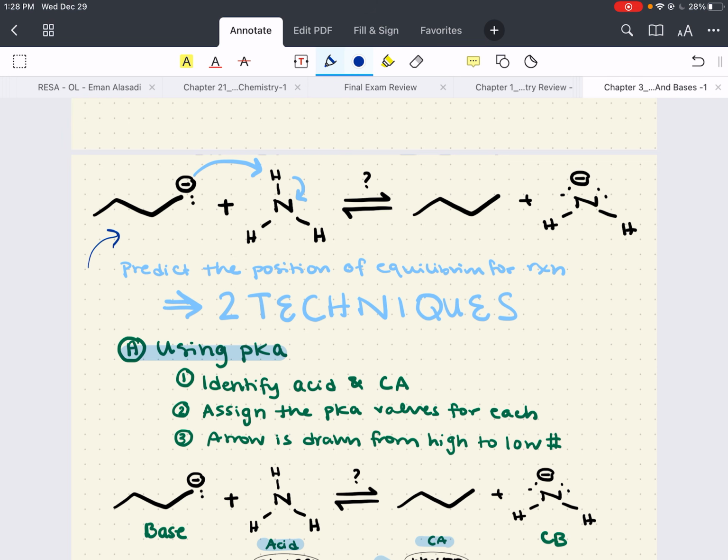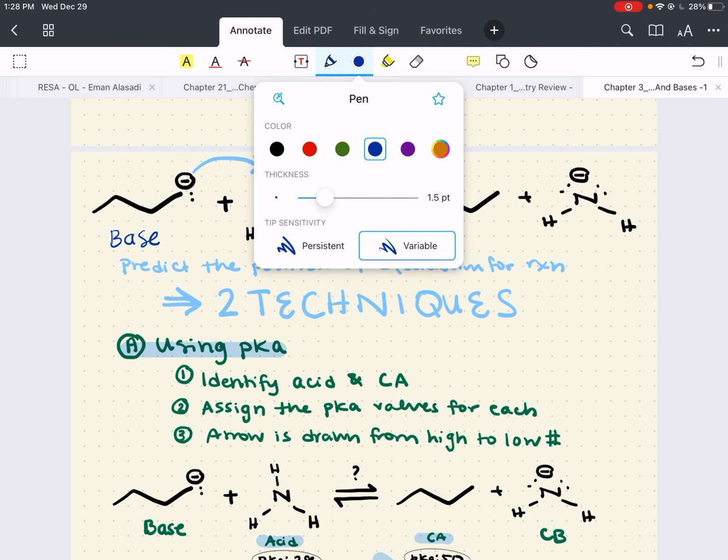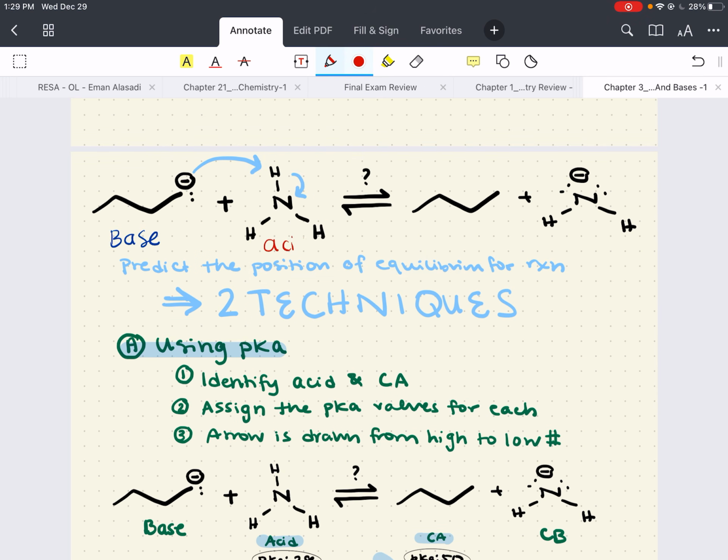So our first step, whenever we get a reaction and we have to predict the equilibrium, is we're going to label our acid, our base, our conjugate acid, and our conjugate base. Now your base is going to be the one with the negative charge. So this is our base, making this our acid.